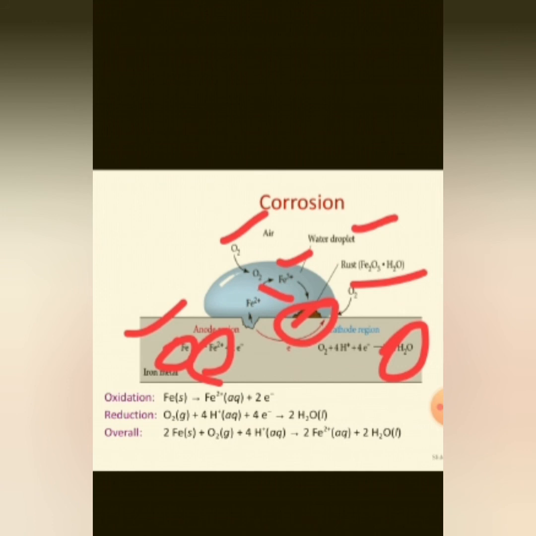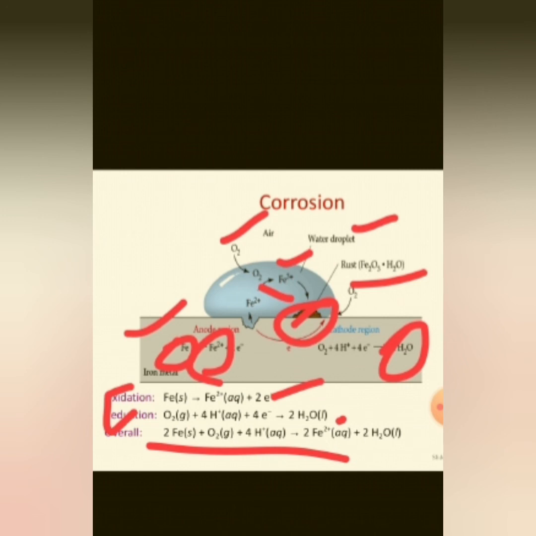Here the complete cell reaction can be divided into two half cell reactions, as we know: the oxidation half cell reaction and the reduction half cell reaction. For the overall reaction, we add both reactions.